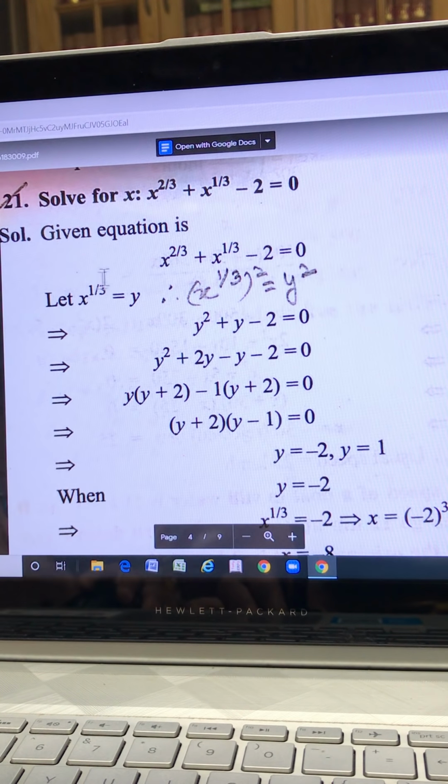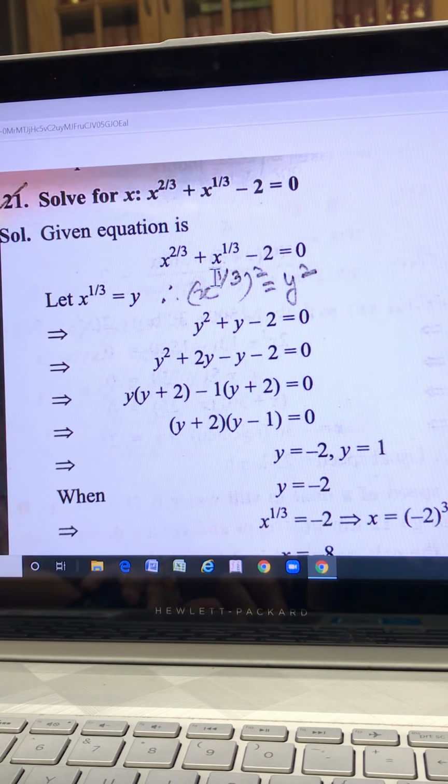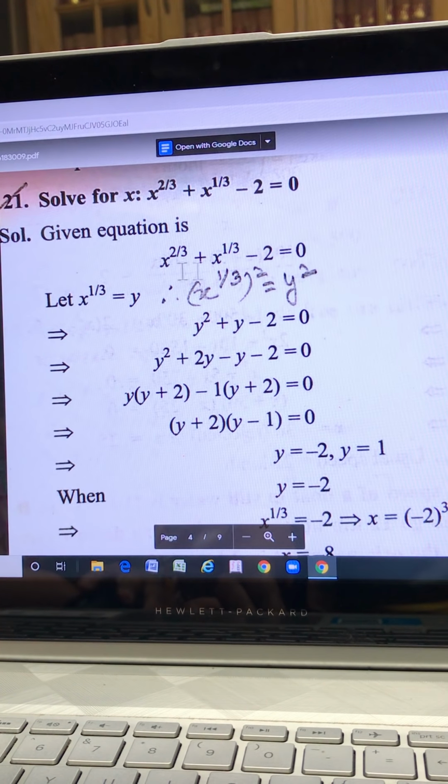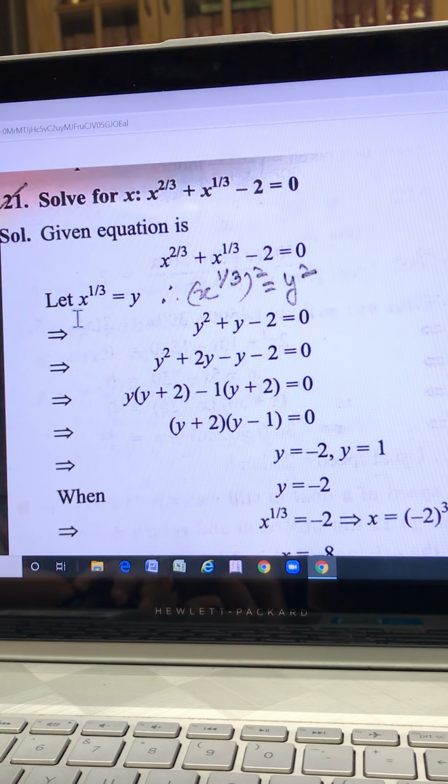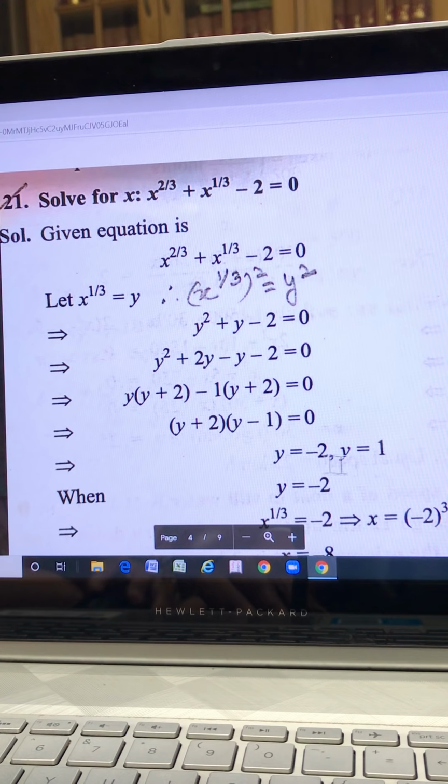So here you are given x to the power 2 by 3 plus x to the power 1 by 3 minus 2 equal to 0. As such, if you see this equation, it doesn't seem to be a quadratic equation. But by putting x to the power 1 by 3 as y, I have the equation y square plus y minus 2 equal to 0, which is now a quadratic equation. So you can simplify it and you can get the value of y. The two values of y that you are getting are minus 2 and 1.